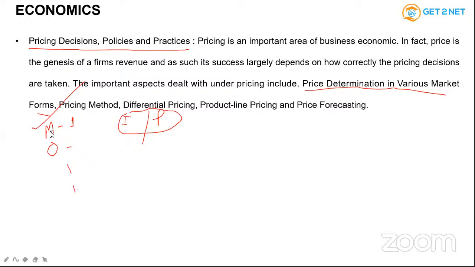So individually, in every market, we have to determine price. It cannot be the same. The price which you are charging in monopoly is not the same as in oligopoly, won't be the same in perfect competition market, won't be the same in imperfect competition market. Okay, so the factors which we are going to deal with in pricing decisions are pricing method, differential pricing, product line pricing, price forecasting. When we will be discussing price, then we will be discussing all these points.